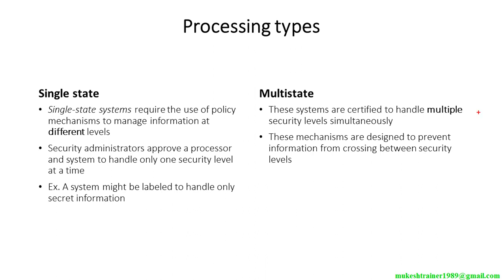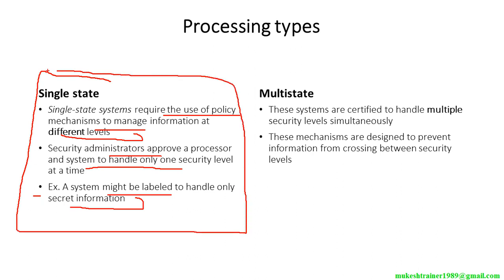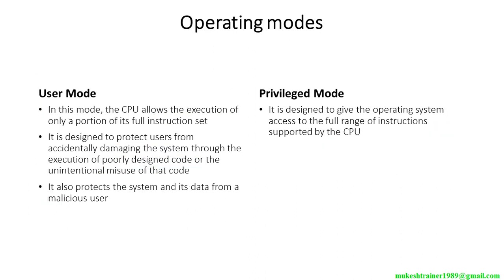Processing types: there is single state and multi-state. Single state systems require the use of policy mechanisms to manage operation at different levels. The security administrator approves a processor and system to handle one security level at a time. For example, a system might be labeled to handle only secret information. Single state means a system that is used for only a particular task. Multi-state can be used to handle multiple security levels simultaneously. These mechanisms are designed to prevent information from crossing between security levels.